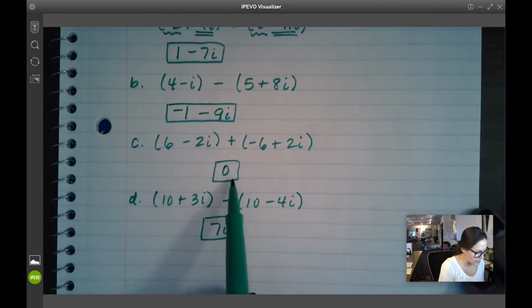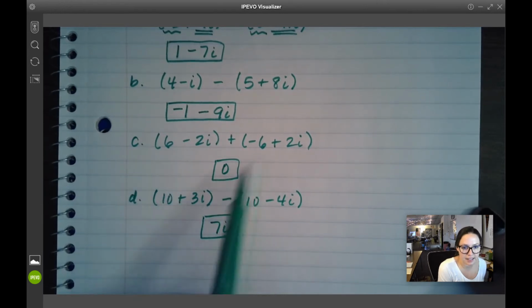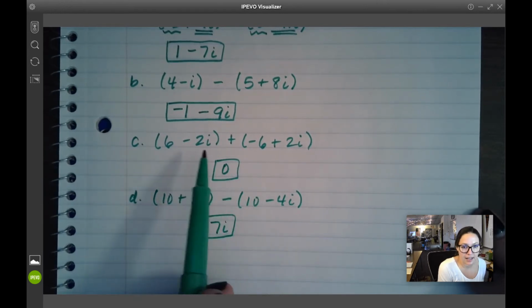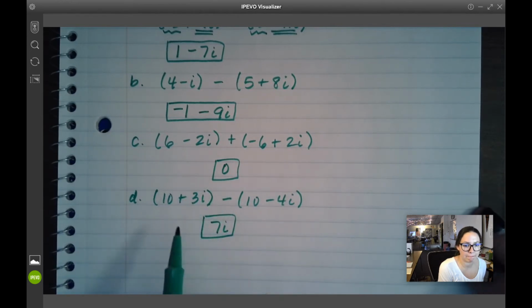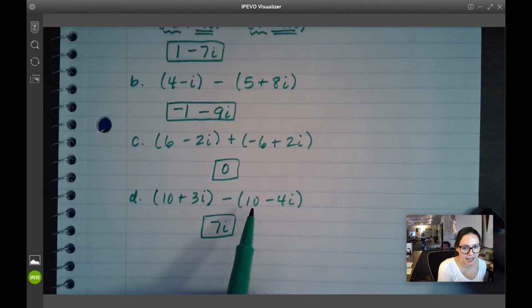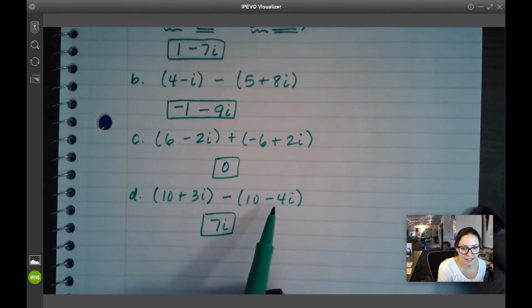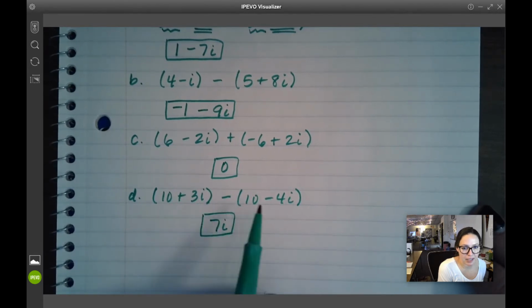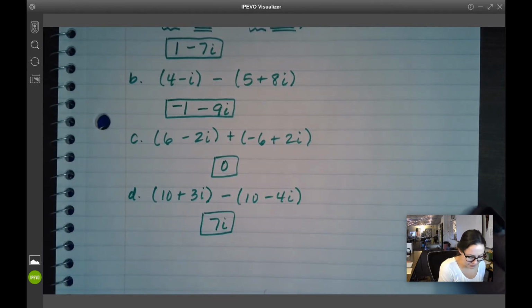Okay, so for C, this actually just equals 0 because 6 and -6 cancel out. -2i plus 2i, also we get 0. For D, you just get 7i. 10 minus 10, 0 again. 3 minus -4 really means I'm going to do 3 plus 4, so we have 7i.